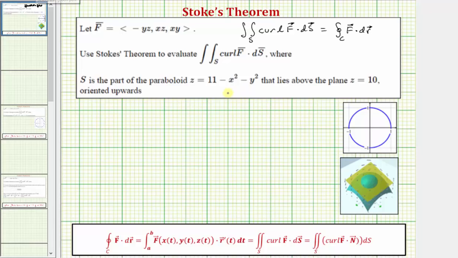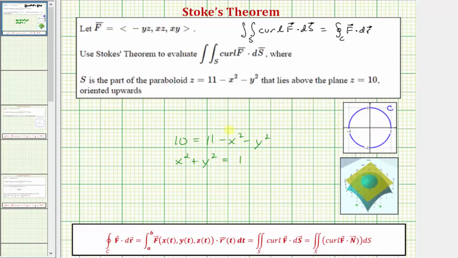So let's begin by parameterizing the curve C using the vector function r of t. Notice how if we substitute 10 for z into the equation for the paraboloid, we would have 10 equals 11 minus x squared minus y squared. So if we move the variable terms to the left and then subtract 10 on both sides, we'd have x squared plus y squared equals 1, which gives us the curve C, which remember is in the plane z equals 10. So I've also shown the curve C here in blue. Keeping in mind though, this is a z equals 10 trace.